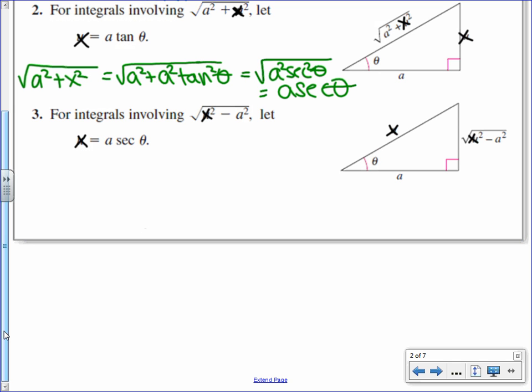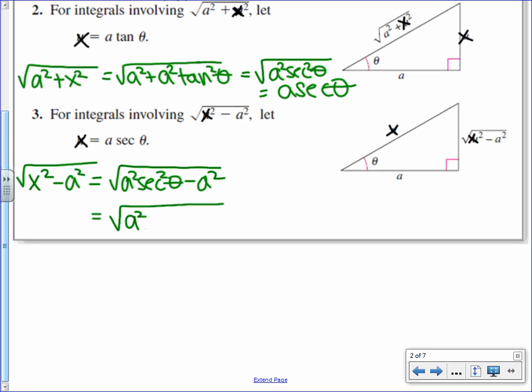So then when we do our substitution, x squared minus a squared would become a squared secant squared theta minus a squared, which is a squared times secant squared theta minus 1, which is a handy-dandy trig identity. A squared tangent squared theta. So it becomes a tangent theta.